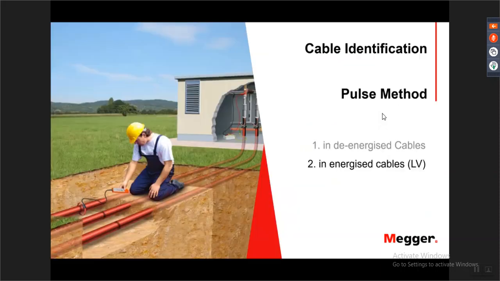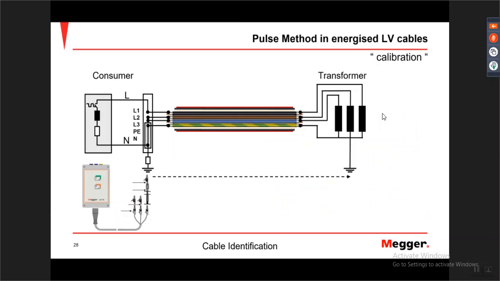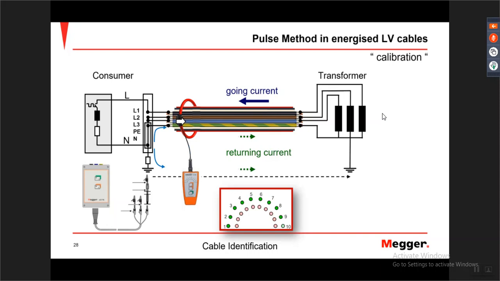Energized cables, pulse method. Calibration. Set the unit up on the outgoing current towards the consumer unit from the transformer. Loop down through the earth path back to the transformer with the returning current. This way you have the split signal and you will get a positive green identification as the arrow is going in the direction of flow.